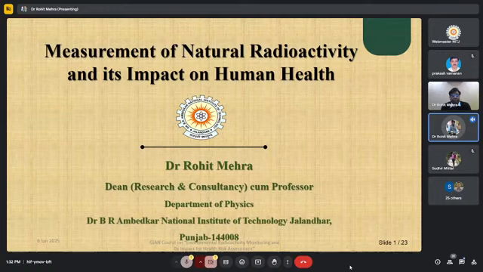He has been an active researcher in the field of environmental radioactivity for the past 20 years. He has supervised 19 PhD students and is currently supervising 6 PhD students. He has published more than 200 research papers in journals of international repute, and he has been selected among the top 2% scientists of the world by Stanford University. Rohit Mehra's pioneering research and dedication to advancing knowledge in environmental radioactivity is a source of inspiration for all of us. I invite Professor Rohit Mehra to deliver the talk on measurement of natural radioactivity and its impact on human health.